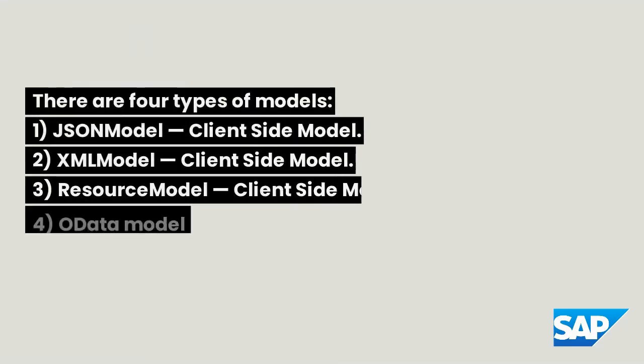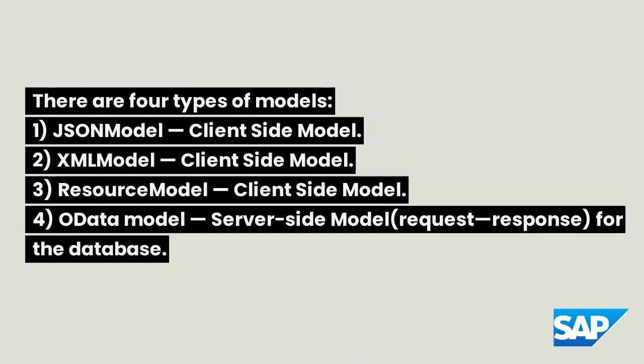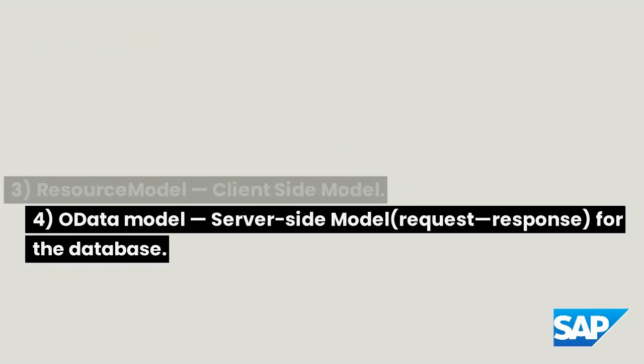There are 4 types of models: 1, JSON model, a client-side model. 2, XML model, a client-side model. 3, resource model, a client-side model. 4, OData model, a server-side model, which sends a request and gets a response from the database.